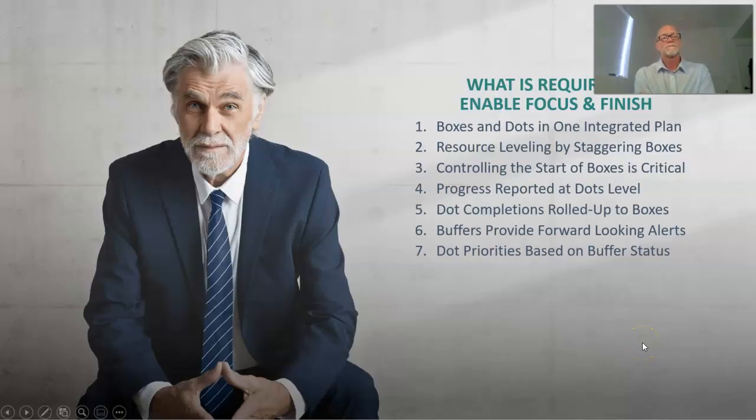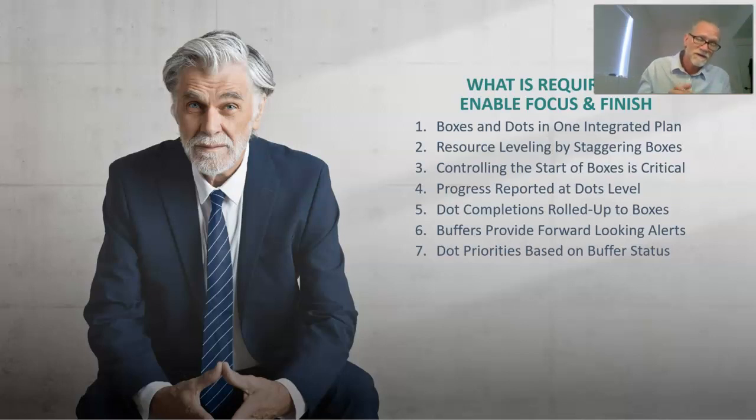So what's required? Boxes and dots in one integrated project plan. We're going to stagger those boxes so we don't overload the resource capacity. We're going to control the start of those boxes, and we're going to deploy resources in a way that can complete the box, not the dots, but the box first. Control the start of those boxes.